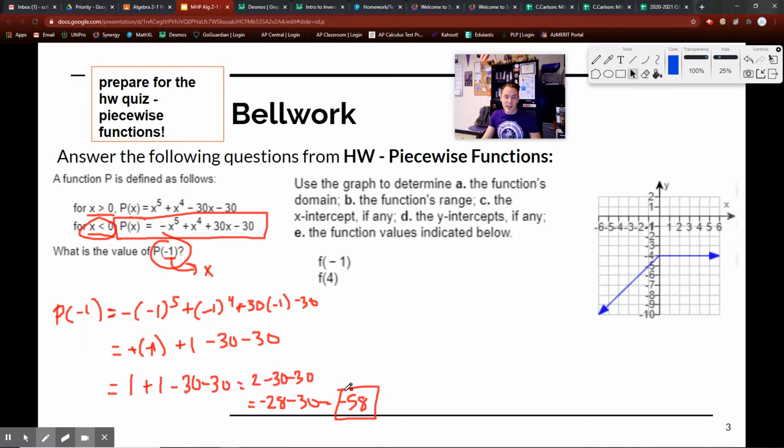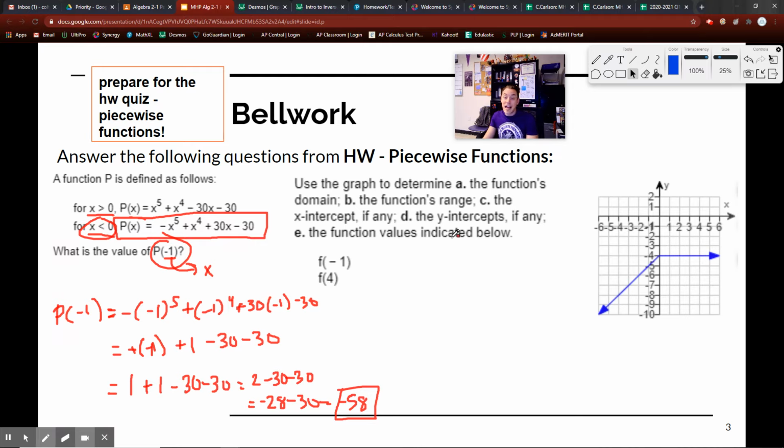I just want to see if I did everything correct because I did that pretty fast. That's still negative, that's positive, that's negative, negative. Should work. Good deal. Awesome. So that's how you do that problem.